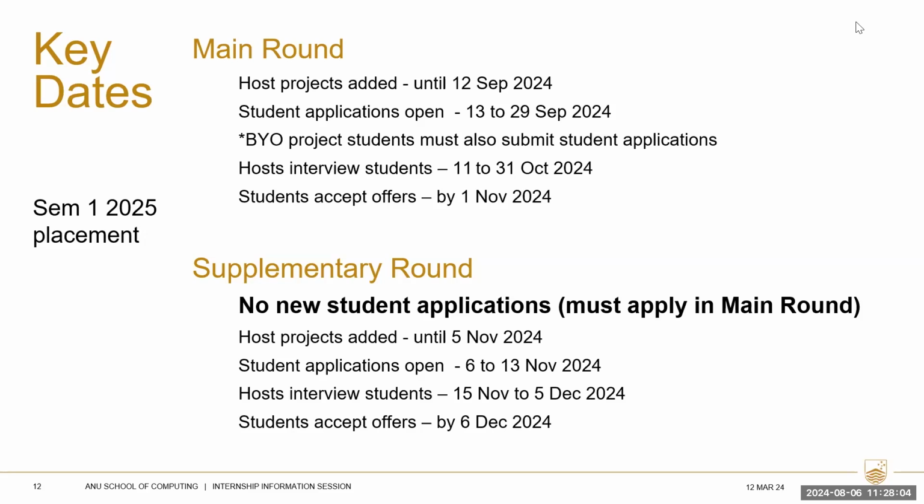After you put in your applications, the host interviews students from 11th to 31st October, so it'll be up to them to arrange the interviews. Then all of you will accept your offers by the 1st of November 2024. Remember, you can't switch after you've accepted an offer, so make sure you accept the one you're interested in. As I said, the students who were eligible but not able to get a placement will be offered to come into the supplementary round, and those are the dates there.